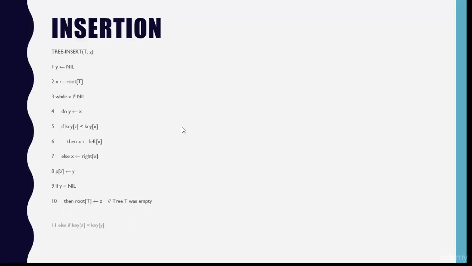Insertion. To insert a new value v into a binary search tree T, we use the procedure tree insert. The procedure is passed a node z for which key of z is equal to v, left of z is equal to nil, and right of z is equal to nil. It modifies T and some of the fields of z in such a way that z is inserted into an appropriate position in the tree.